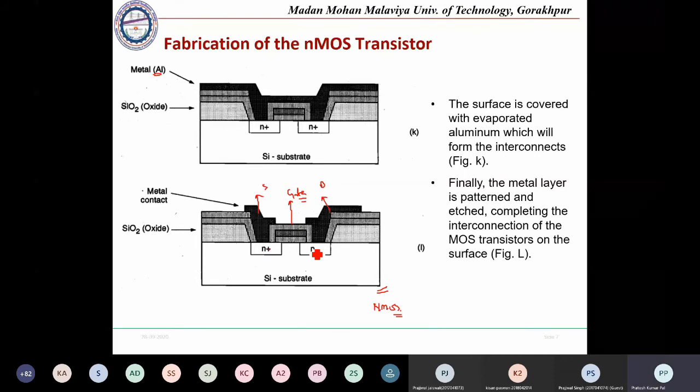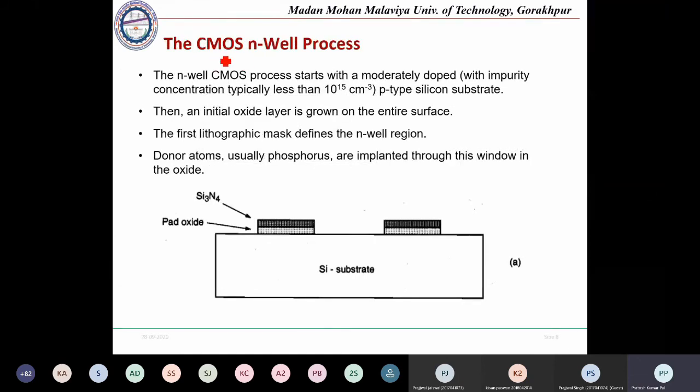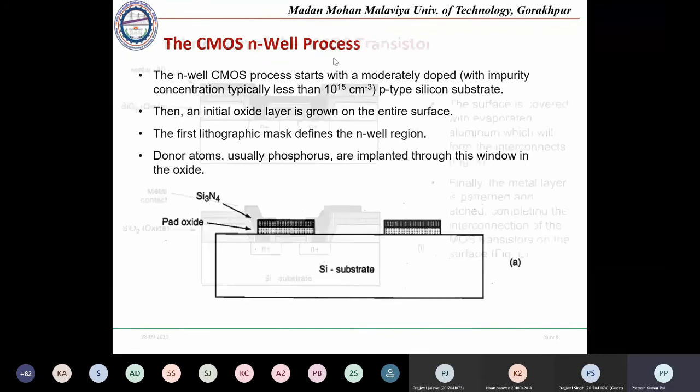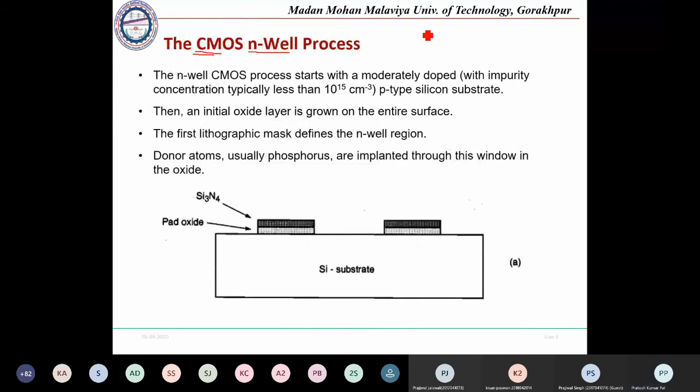Now we will see how the CMOS N-well process takes place. So what is N-well? We will be seeing. So this is your single substrate.